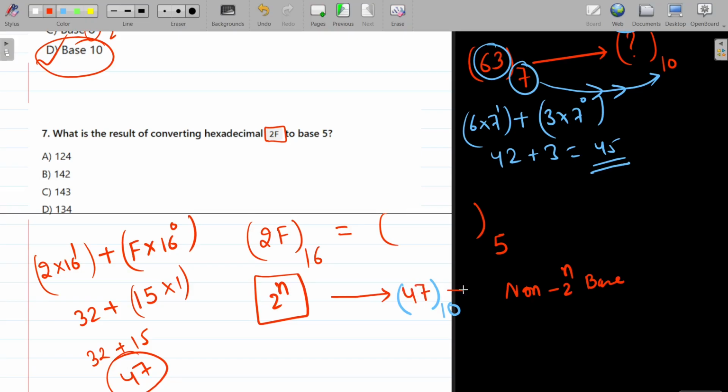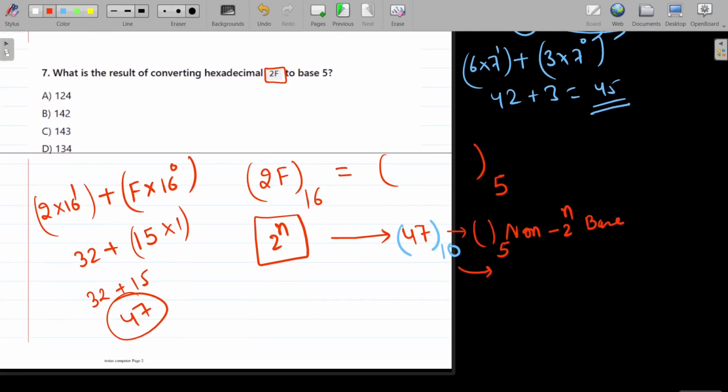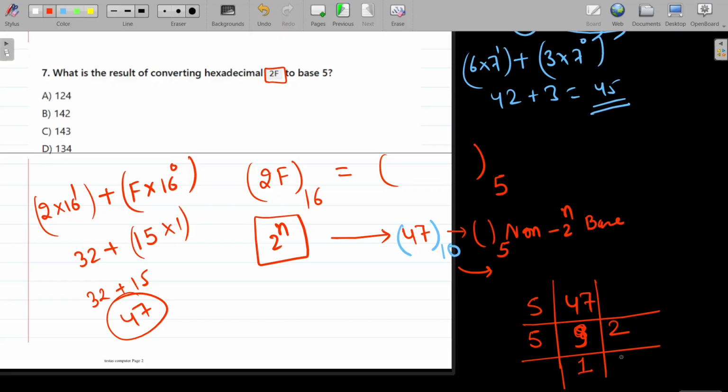Now I have to write this in base 5. So if you want to go from base 10 to base 5, you have to use the division and remainder method. So 47 should be divided by 5. I think 8 times. No, 9 times. It should be divided 9 times, and the remainder should be 2. Again, 5, 1 time, the remainder is 4. Again, 5, 0 times, the remainder is 1. So we have to write it from bottom to top, so its answer should be 142.